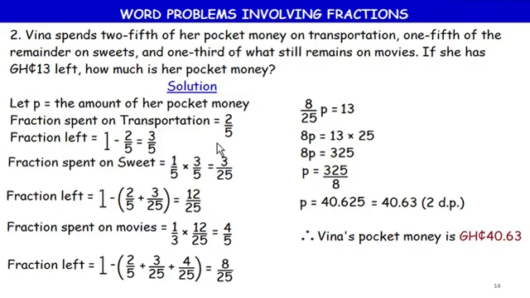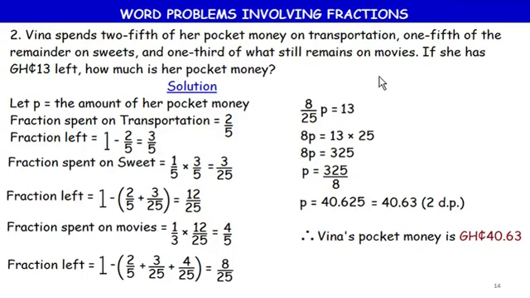So far we spent 2/5 on transportation and 3/25 on sweet. So let's add them, and then subtract everything from 1. So we're going to have 1 minus the sum of 2/5 plus 3/25, and that gives us 12/25. So there is a fraction left after spending on transportation and sweet. Then we can find 1/3 of this remainder. So the fraction spent on movies is going to be 1/3 times the remainder, which is 12/25. Have you seen how we are doing it systematically?